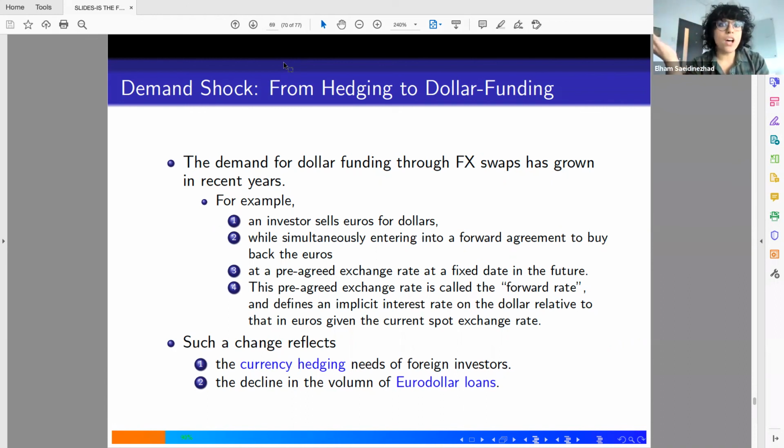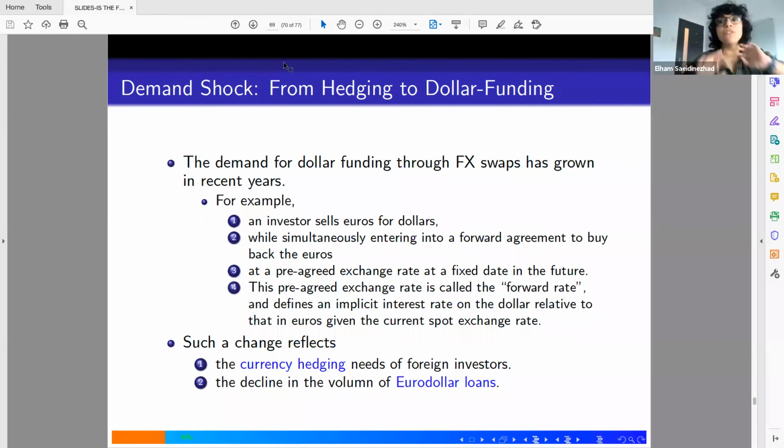First, the demand for dollar funding is increasing in this market. And second, as we said, the underlying collateral in this market has lower quality compared to the collateral that is being posted in the repo market. As a result, this kind of demand shock, an increase in the demand for the FX swap, is going to systematically increase the spread as well.